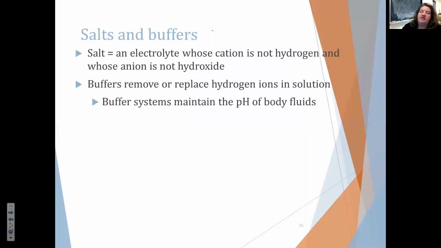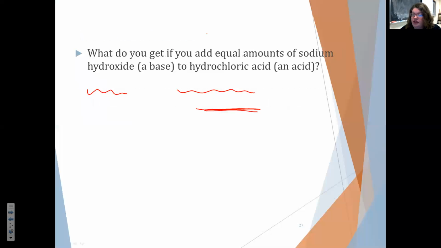And so some of these pH amounts can be altered a little bit in the human body because we have buffers that can remove or replace the hydrogen ions in solution. And so those buffer systems help maintain the pH of body fluids. And as we go through each system, that's where we're going to talk about the big equation, how it's going to work as buffer systems to help try to maintain homeostasis of pH of body fluids.